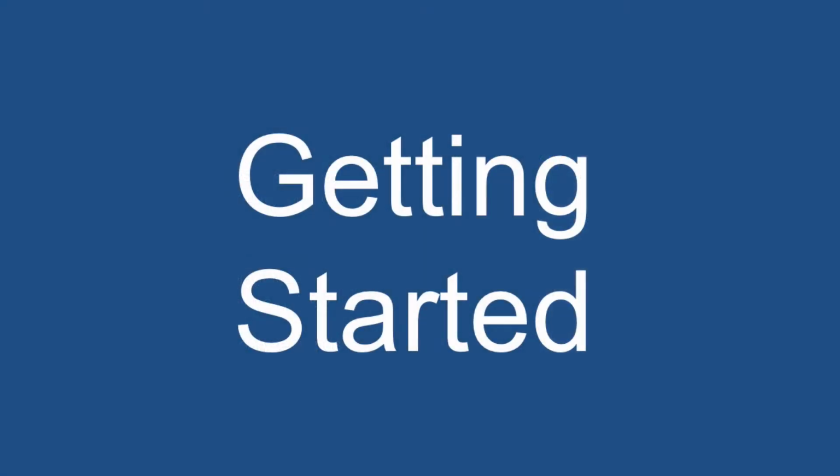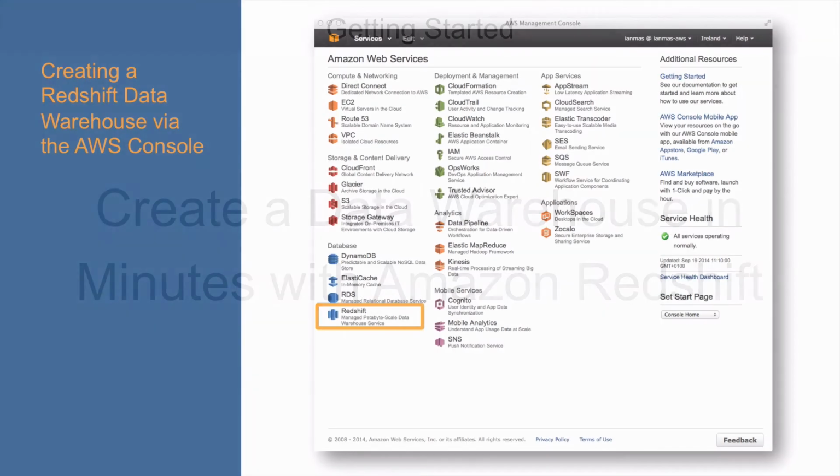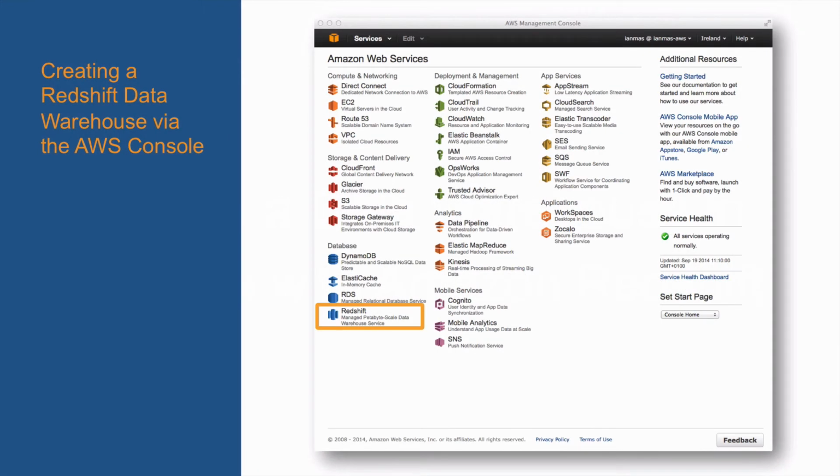Okay, so let's move on now and take a look at getting started. How exactly do you create, instantiate an Amazon Redshift cluster using the AWS Console? We're going to show you here that you can create a data warehouse in just a few minutes using Amazon Redshift. So if you jump onto your AWS Console, you'll see your familiar list of services there, and you'll find Amazon Redshift under the database section.